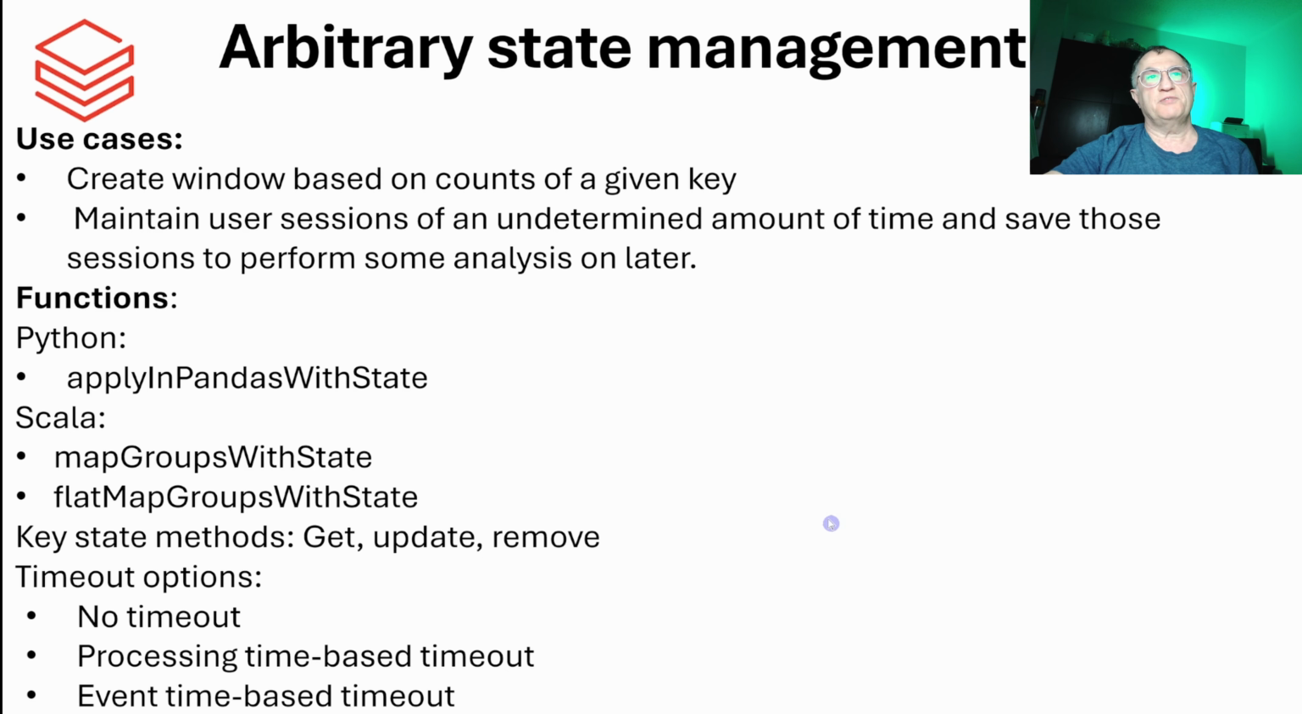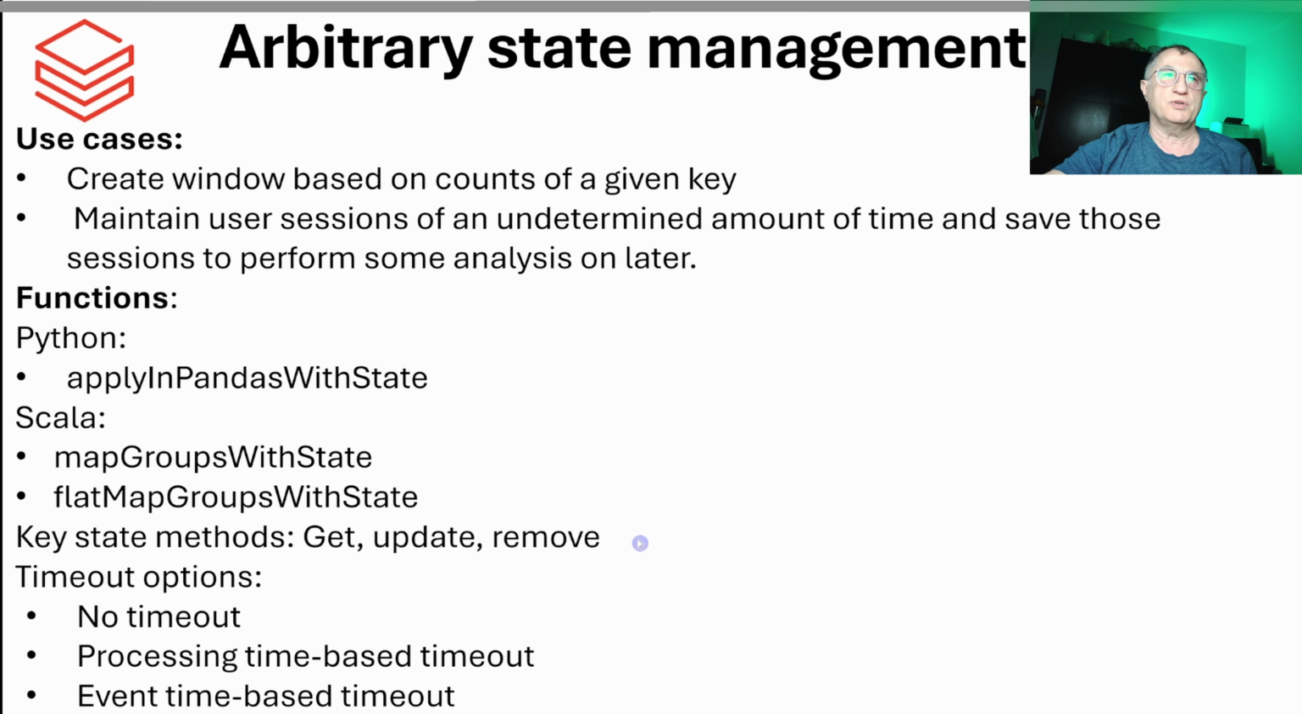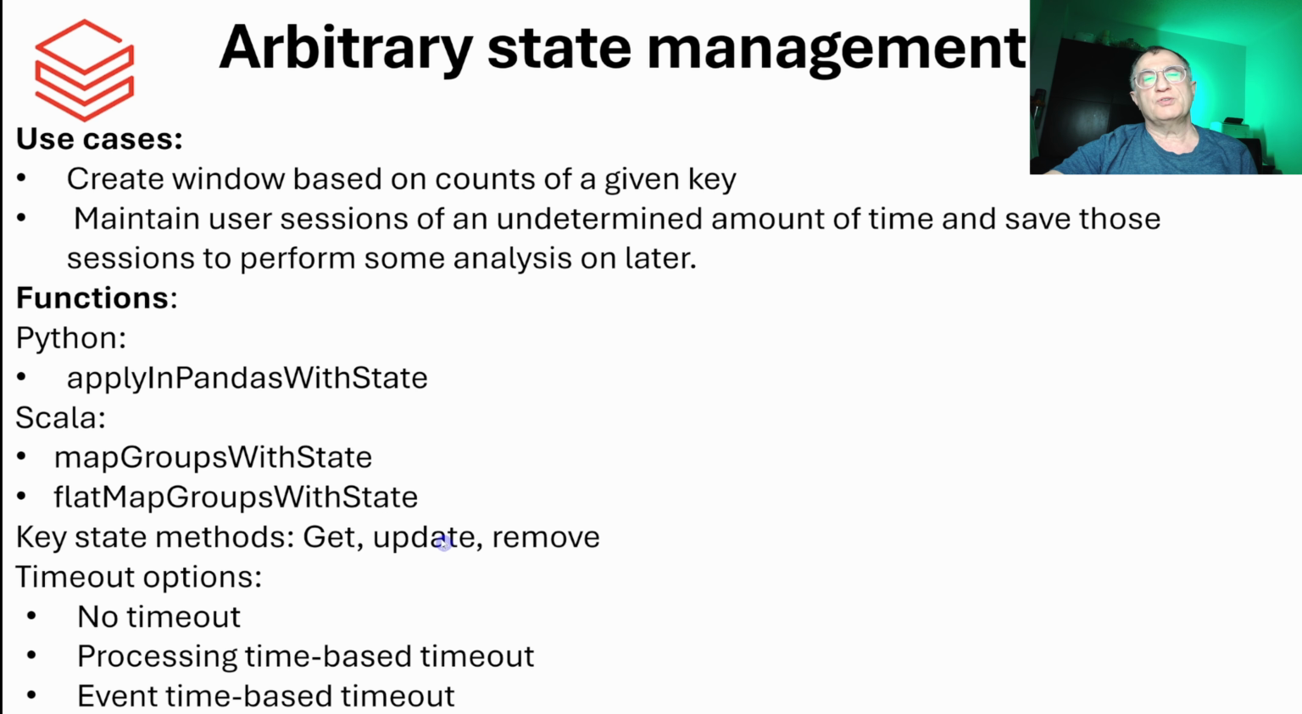I have provided a few key state management methods here. The get method is useful to retrieve the previous state. Then you can use update to refresh your state. And then you can use the remove method to remove the state. You may want to remove your state whenever it expires.